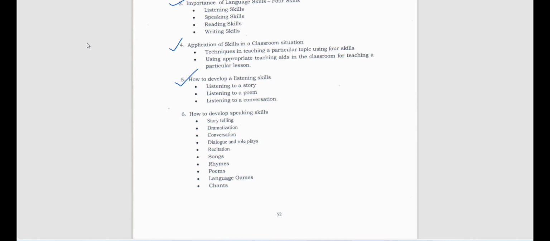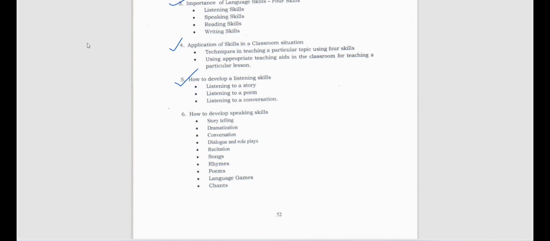Then listening to a conversation. Now what is a conversation? Conversation means when two people are conversing with one another, or a group discussion, right? A group of people talking with one another, that is conversation. So when we are listening to conversation, we develop our language skills, right? Do you believe me? Yes, of course you do.